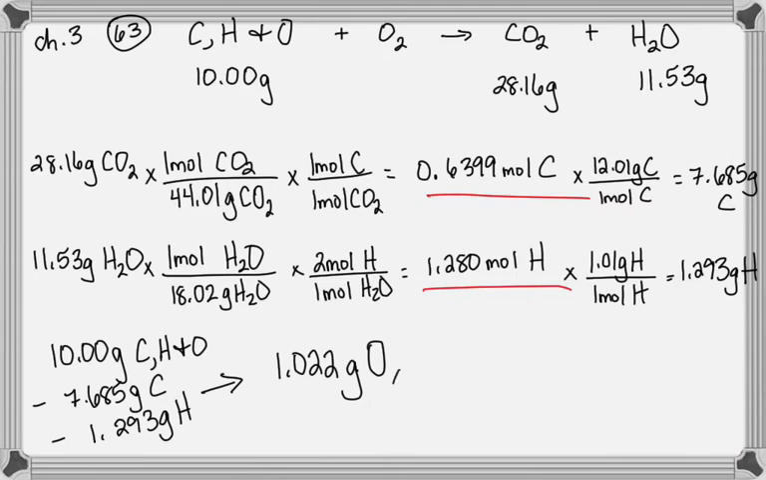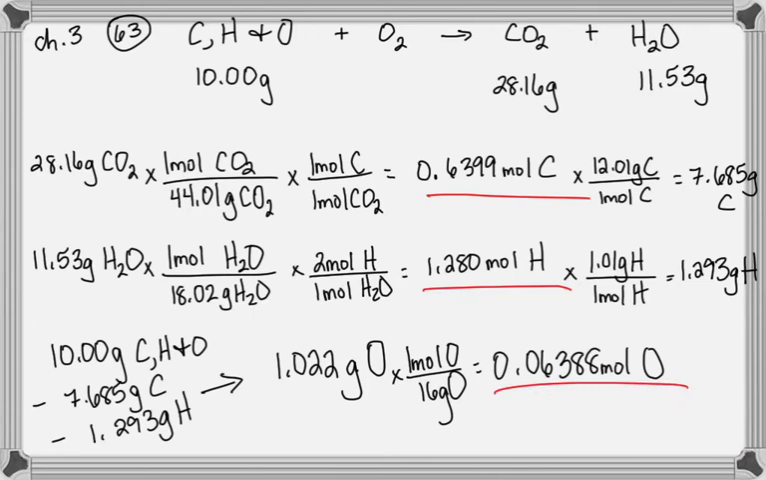I'm going to convert that to moles. A mole of oxygen is 16 grams of oxygen. And I get 0.06388 moles of O. So I have moles of everything. Once I get moles of C, moles of H, and moles of O, do y'all remember what the next step is?